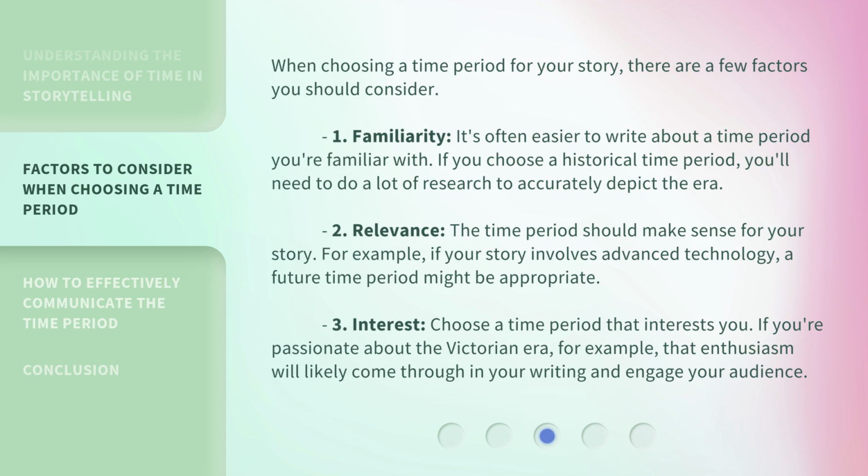3. Interest. Choose a time period that interests you. If you're passionate about the Victorian era, for example, that enthusiasm will likely come through in your writing and engage your audience.